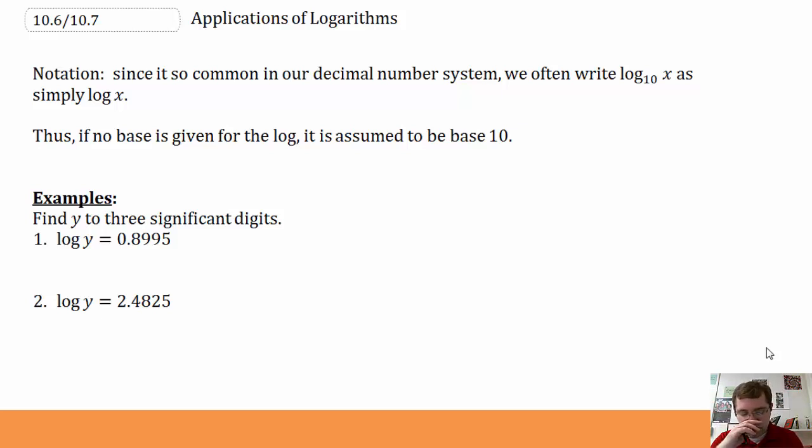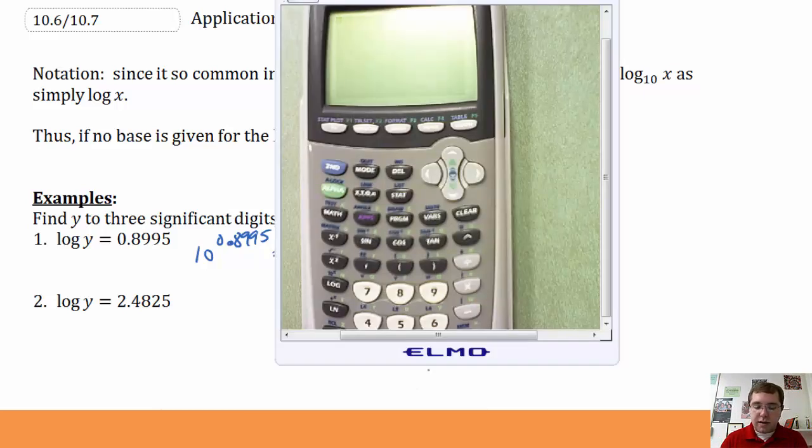So here are two examples. Find y to three significant digits. Number 1, the log of y equals 0.8995. So that's really a log base 10 of y. So this is equivalent to saying the exponential equation 10 to the 0.8995 power equals y. So y is just going to be 10 to the 0.8995 power. And obviously, to do that, I'm going to use my calculator.